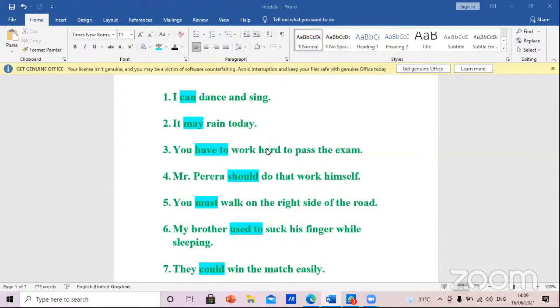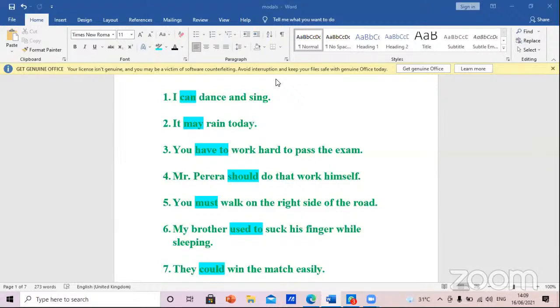You have to work hard to pass the exam. Here, have to means you have to do it whether you like it or not. Sometimes you may not like it. You don't like to study hard, work hard, but if you want to pass the exam, somehow or other, you have to do that. With or without your liking.